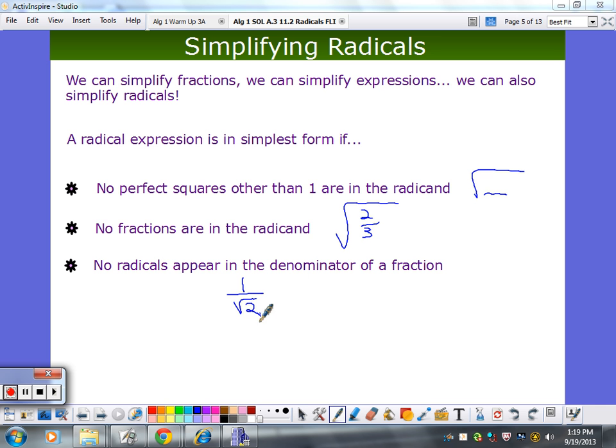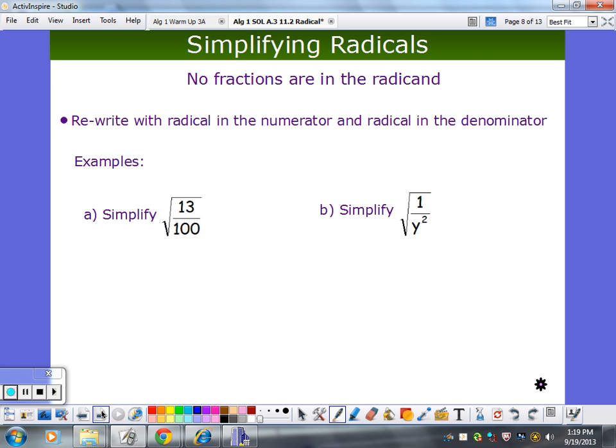And you can't have a radical in the denominator. If you do, it's not the simplest form. So I think we're well on our way with this one. What do you guys think? So let's look at these two. Well, let's kind of go through there.